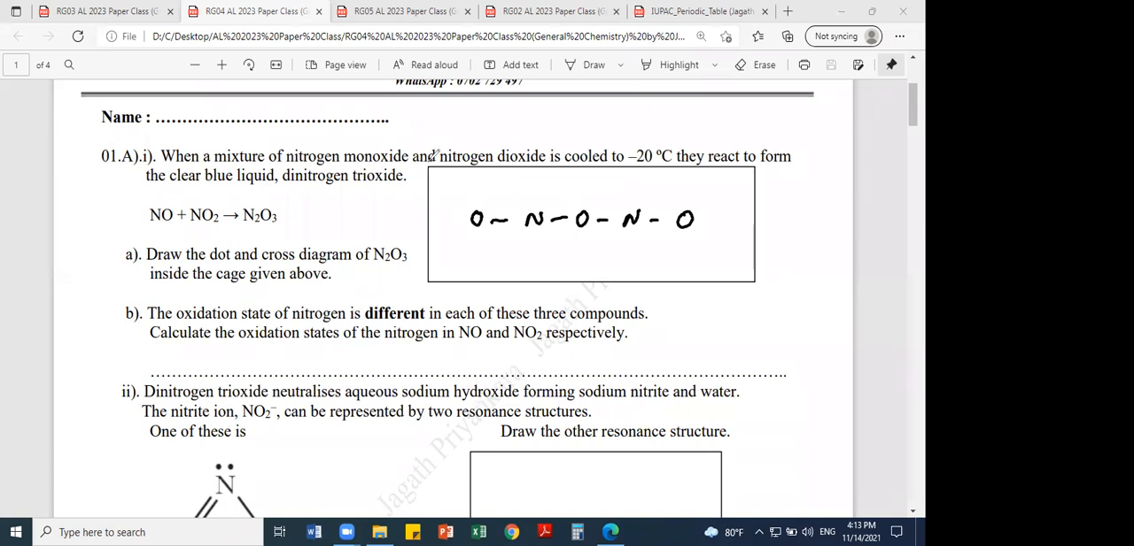So when you draw the dot and cross diagram, you can use dot for this terminal oxygen, then cross for nitrogen, cross for nitrogen, then again dot for oxygen, cross for nitrogen, and dot for oxygen, like that. So dot for oxygen and cross for nitrogen, then it will match. Or else you can use cross for oxygen and dot for nitrogen. Remember, nitrogen can form 3 bonds. So what will be the most stable one, if you can draw.